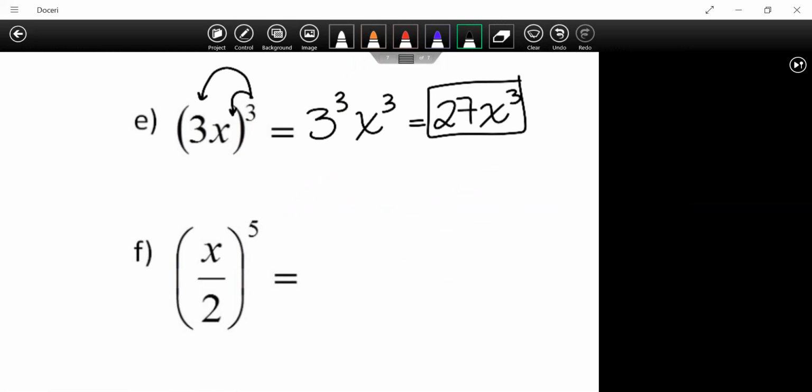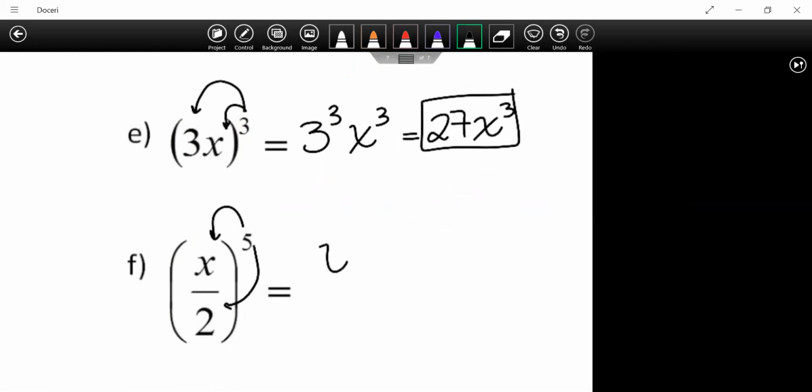F, we have a rational for our base, and we have a ratio raised to an exponent. What do we do? Distribute to the top, and then we also want to distribute to the base as well. So it's going to be x to the 5th over 2 to the 5th. 2 raised to the 5th power. Beautiful.